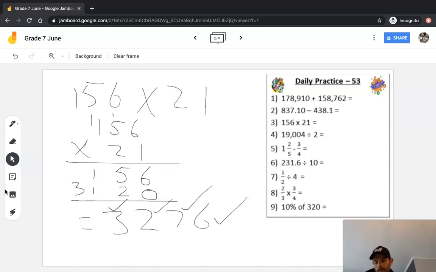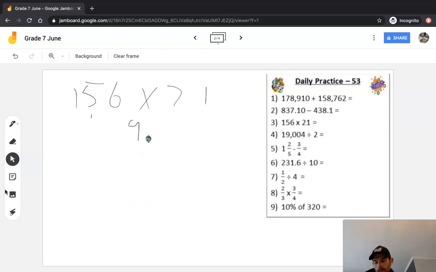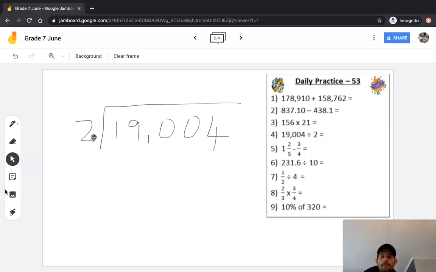Next we have the division, a short division question. We're dividing by 2. So for this we can just use the standard short division method. Okay, 2 doesn't go into 1. So 2 goes into 19 9 times with 1 left over. Remember the decimals line up. 2 now goes into 10 5 times, nothing left over. 2 does not go into 0. And then 2 goes into 4 twice.